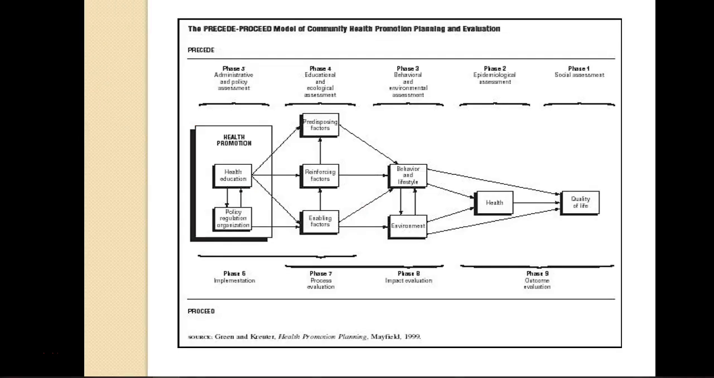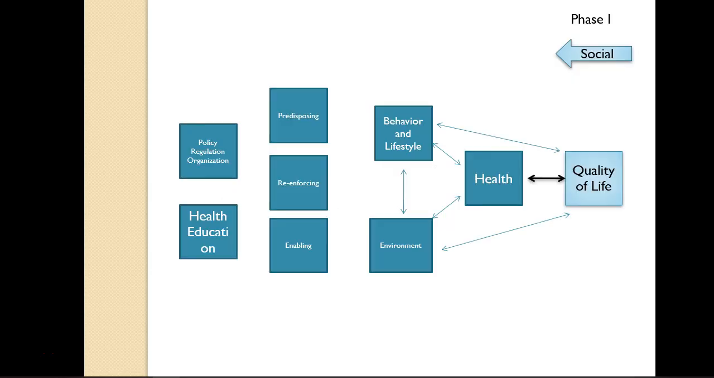So we're going to use two models. This is the Precede Proceed model by Larry Green. This is the original diagram, and here's the diagram in a way that's easier to read. If you look at Larry Green's model, we start at the far right, which is the end. We're going to start with the quality of life. In all of your grants, the quality of life has been dictated by the overarching goals of the grant.